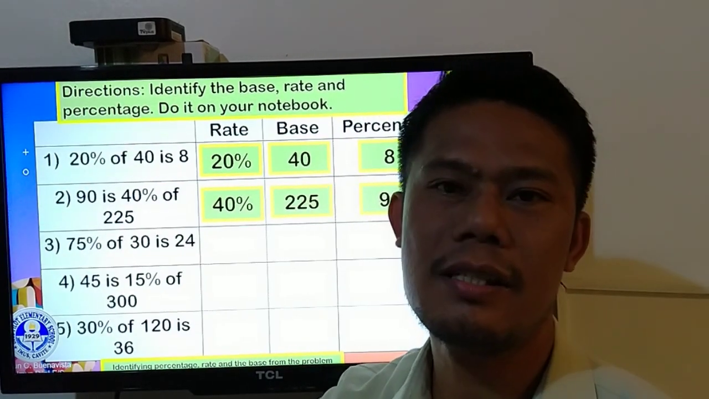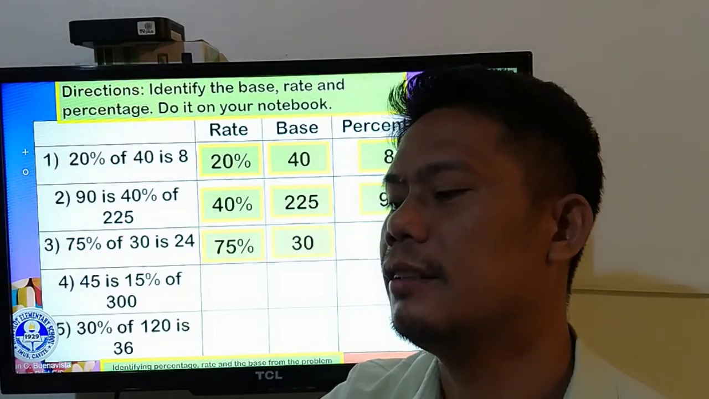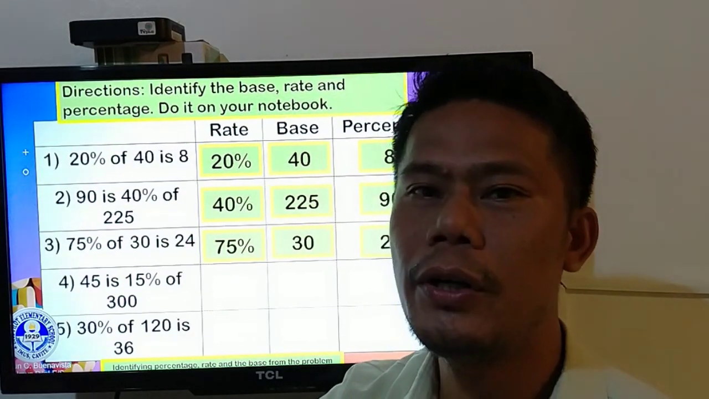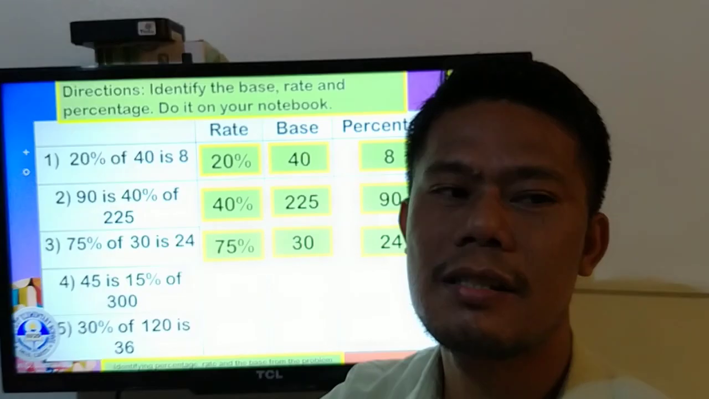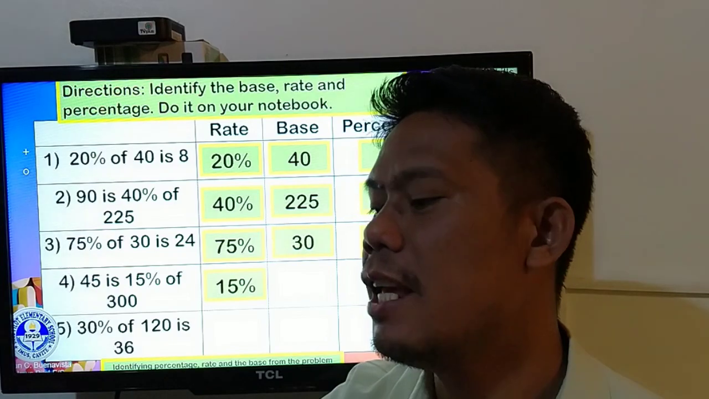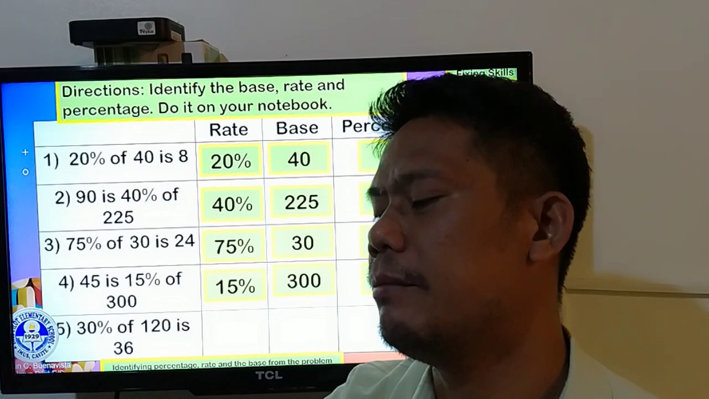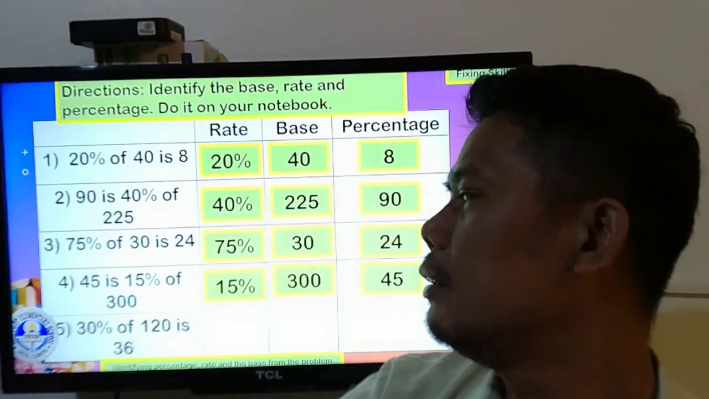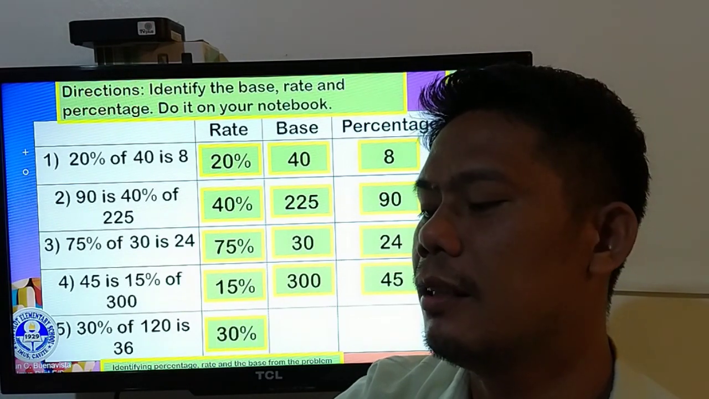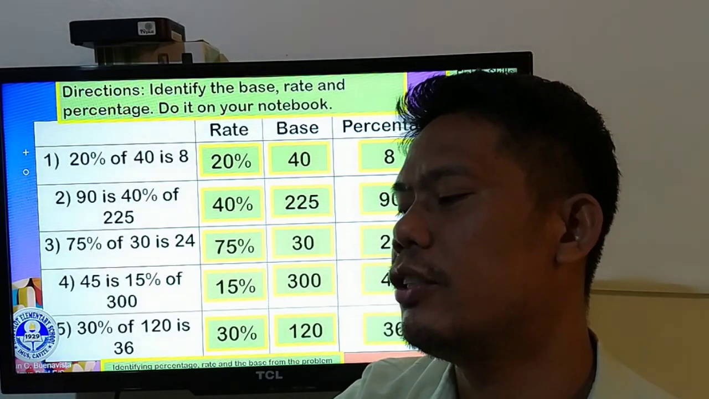Number 3, rate is 75%, base 30, percentage 24. Then number 4, the rate is 15%, the base 300, and the percentage is 45. Let's have number 5. Rate 30%. Base 120. And the percentage is 36.